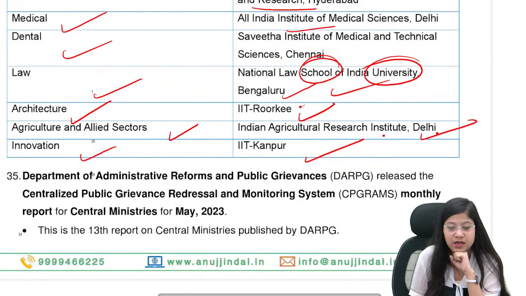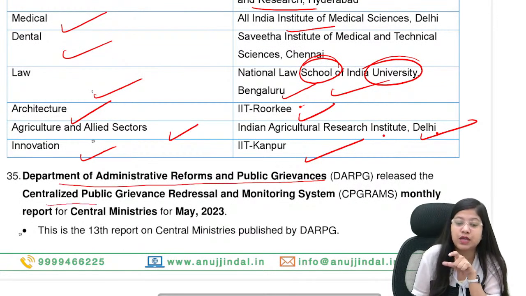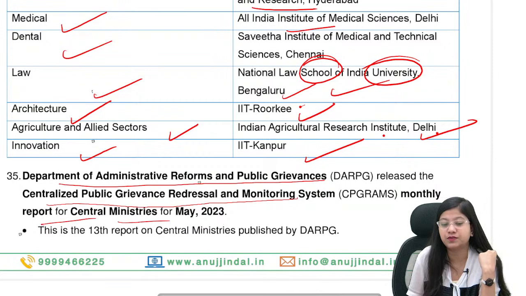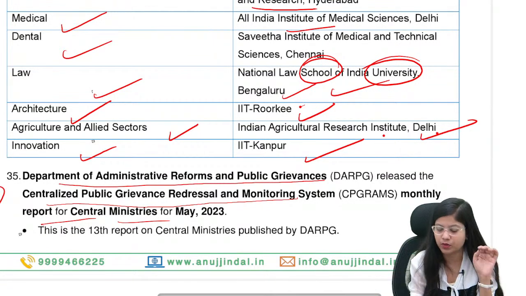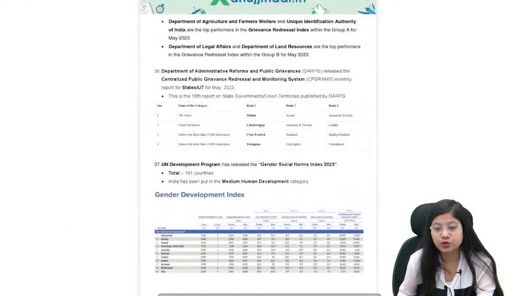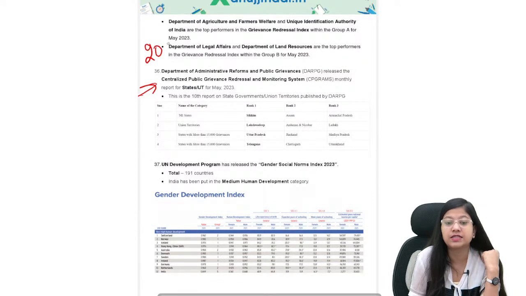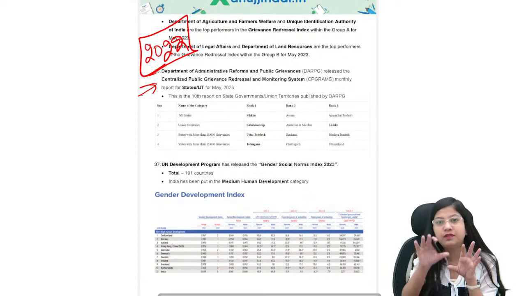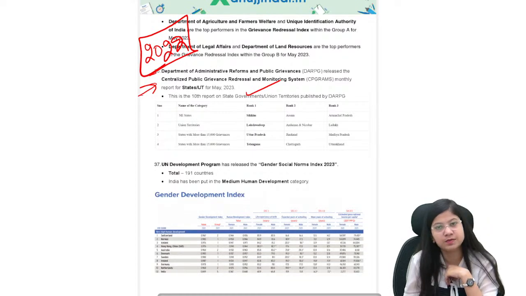Then we have this Department of Administrative Reforms and Public Grievances, which has released the Centralized Public Grievances Redressal and Monitoring System monthly report for central ministries for May 2023. Now guys, when your RBI exam was approaching, this report was important. At present, this report is not important, so I'm skipping this. Okay, I'm going to look at the other report. There is one more report, the grievance redressal index of 2022, which is there in this session. So wait for that, we are going to cover that. Questions will not be made from monthly data in your NABARD paper, that is why I'm skipping.